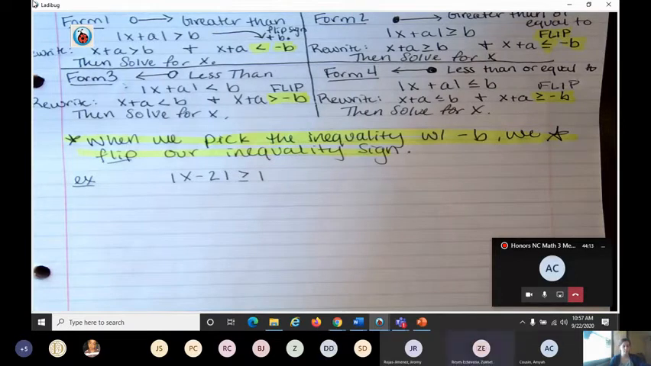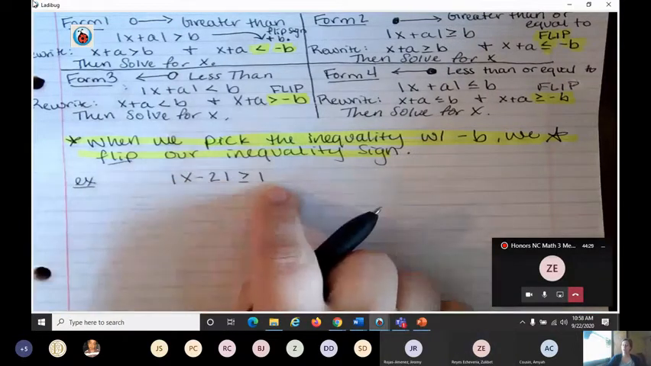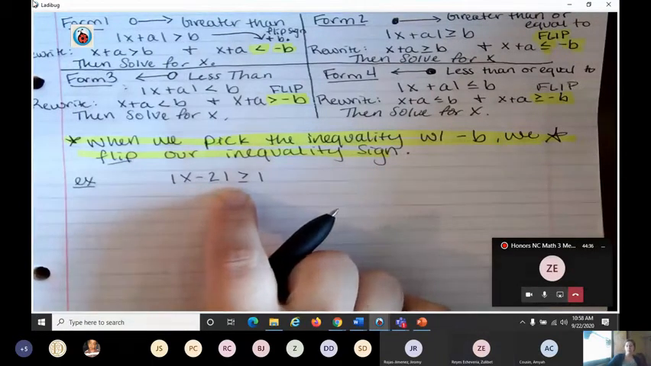Yes. So do we need to do anything to isolate this absolute value, or is it already isolated? We have to isolate it. So it's already isolated. Good. So we don't have to do step 1. Step 1 is done. Which of the 4 forms is this absolute value inequality? Form 1, 2, 3, or 4? Form 2. Yes, greater than or equal to.